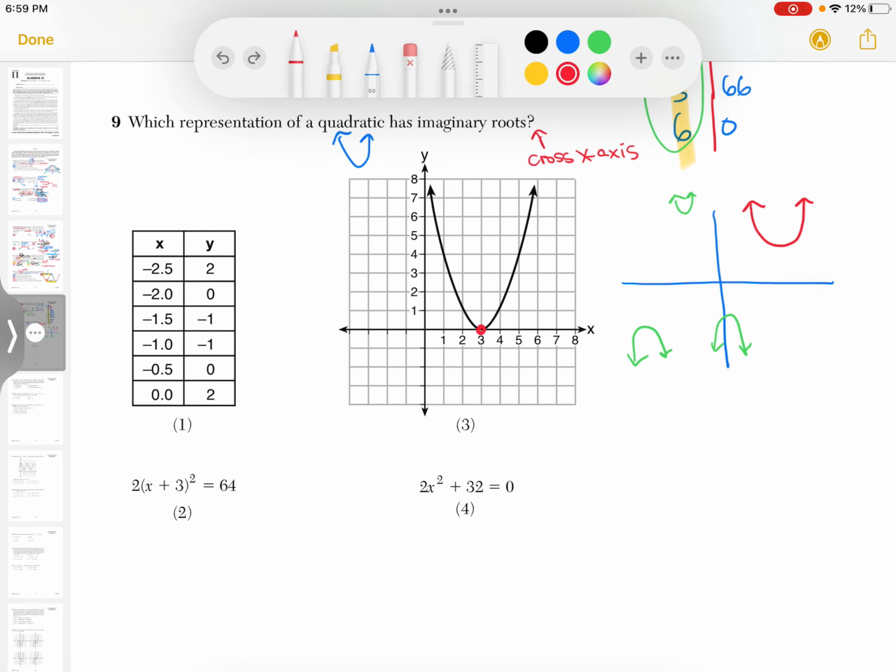So first one I see is the graph. It's probably the easiest one to eliminate right away because I see right here that it crosses at 3. Fun extra fact, it doesn't help with this question, but it is good to know. This is a double root because the vertex is the turning point.